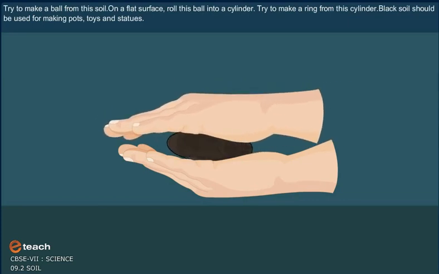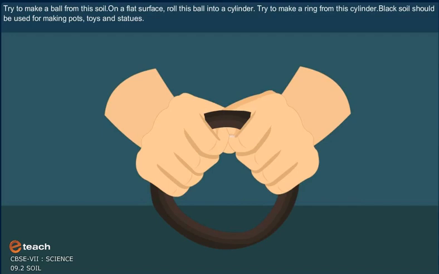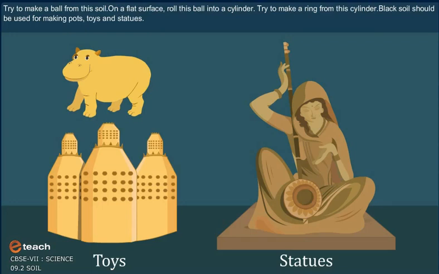On a flat surface, roll this ball into a cylinder. Try to make a ring from this cylinder. Black soil should be used for making pots, toys, and statues.